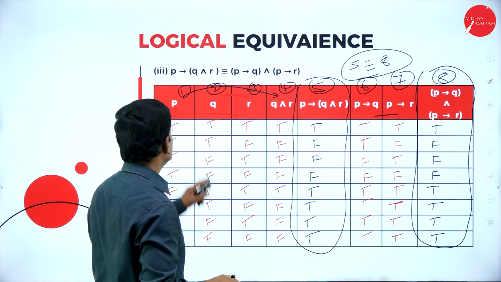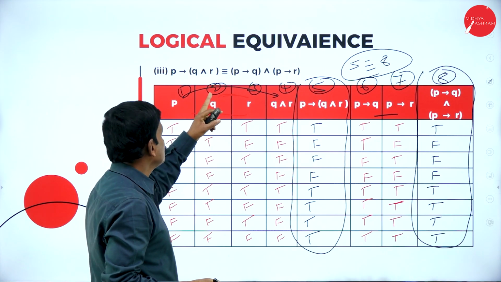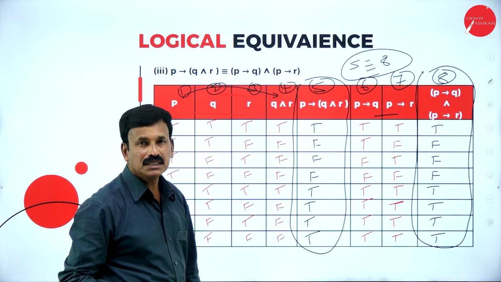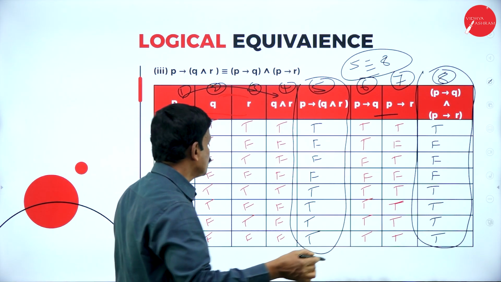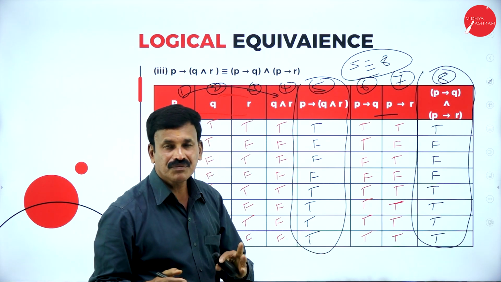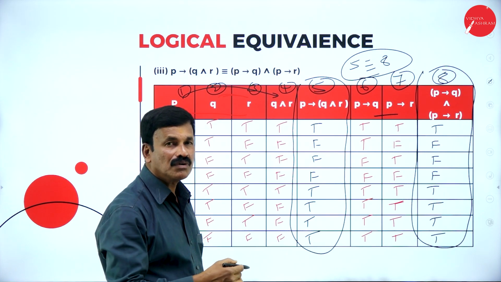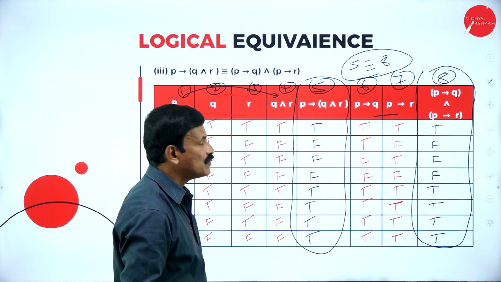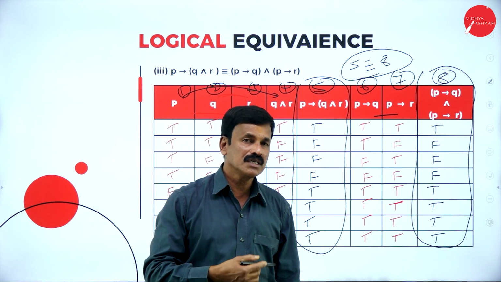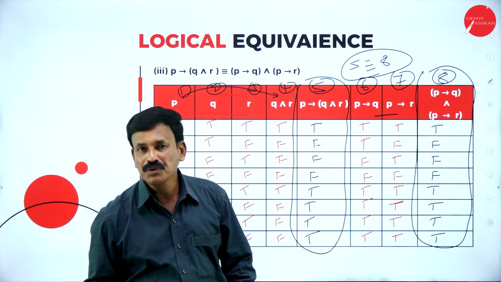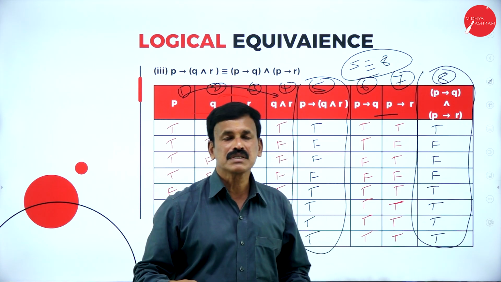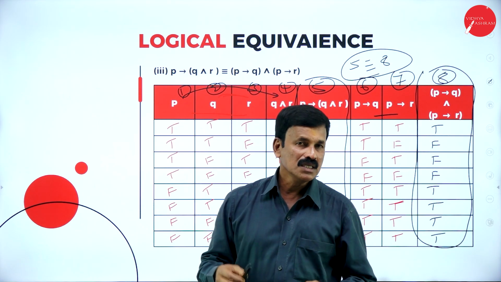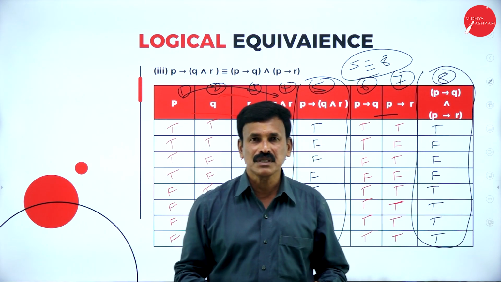What is the conclusion? P conditional to Q conjunction R is logically equivalent to P conditional to Q conjunction P conditional to R. This is an 8 marks question, very important. So you should be careful while writing the truth values for P, Q and R. This is how we verify logical equivalence for this type of problem. Hope you followed. These are a few examples for logical equivalence. You may expect one question of this type for 7 or 8 marks in your final examination.